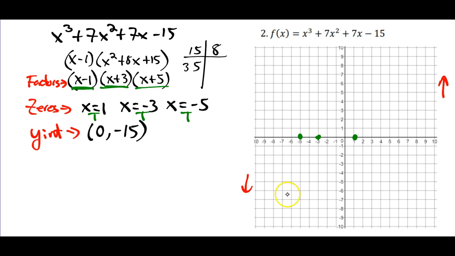So when I go to graph this, it's going to come from down here, go through. I don't know exactly how high it's going to go up, but it's going to come back down. I know that it doesn't cross the y-axis until negative 15, and then somewhere in here it comes back up, and it goes on forever like this. And that's number 2. Let's go to number 3.